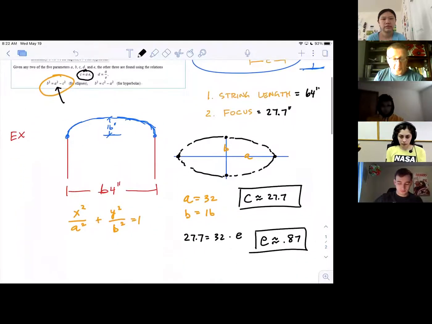So the fact that I got 0.87 here, if I understood what eccentricity means, I would say, well, of course it's less than 1. That's what ellipses are. So I'm not surprised that that happened. And let's see, what else can I figure out up there?